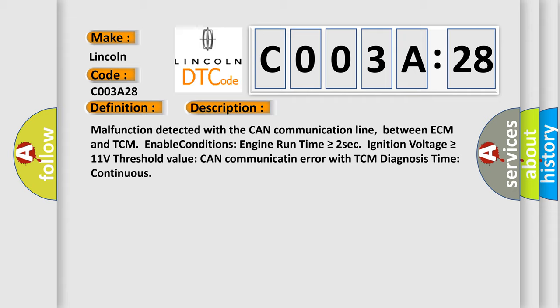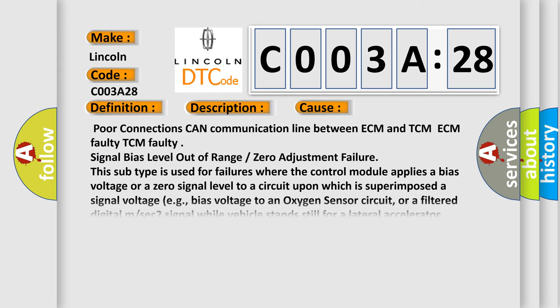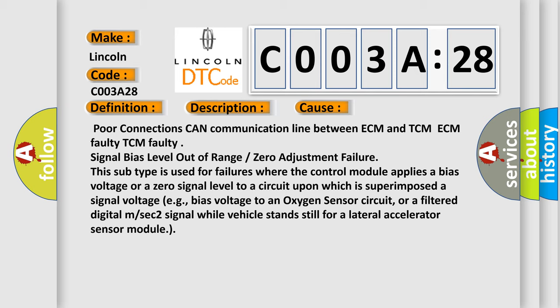Enable conditions: engine runtime is greater than or equal to 2 seconds, ignition voltage is greater than or equal to 11 volts. Threshold value: CAN communication error with TCM, diagnosis time continuous. This diagnostic error occurs most often in these cases: poor connections, CAN communication line between ECM and TCM, ECM faulty, TCM faulty, signal bias level out of range or zero adjustment failure.